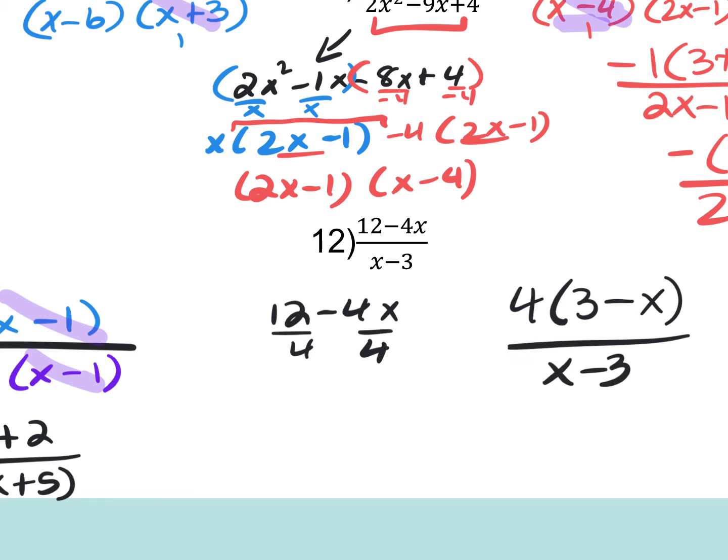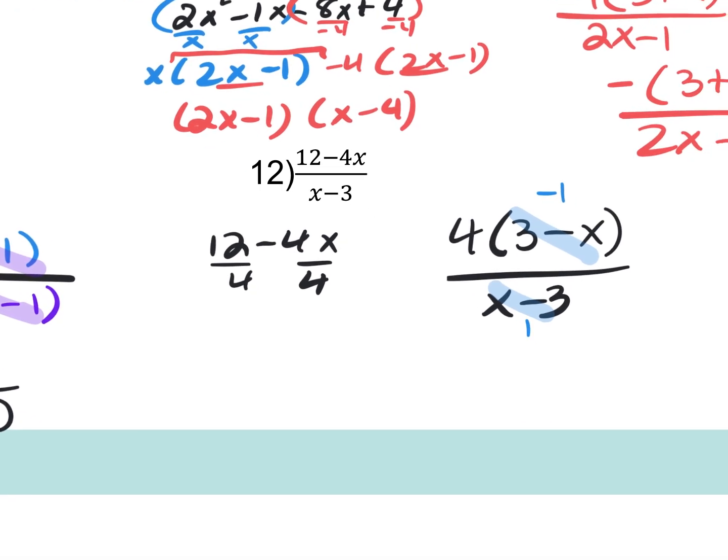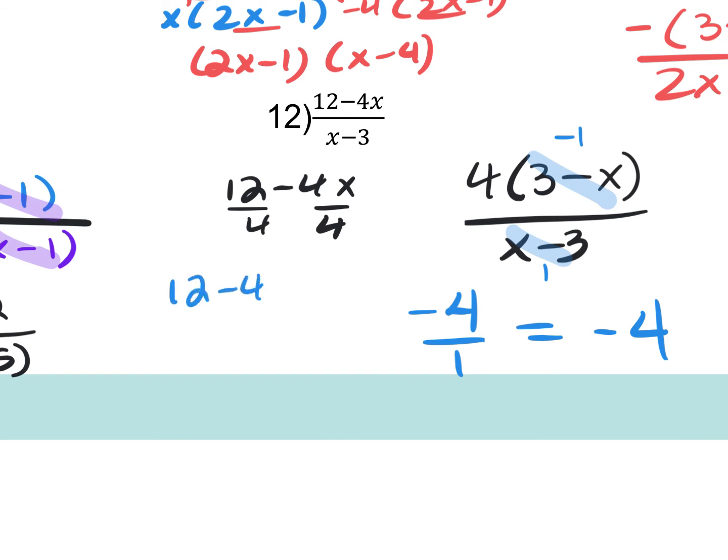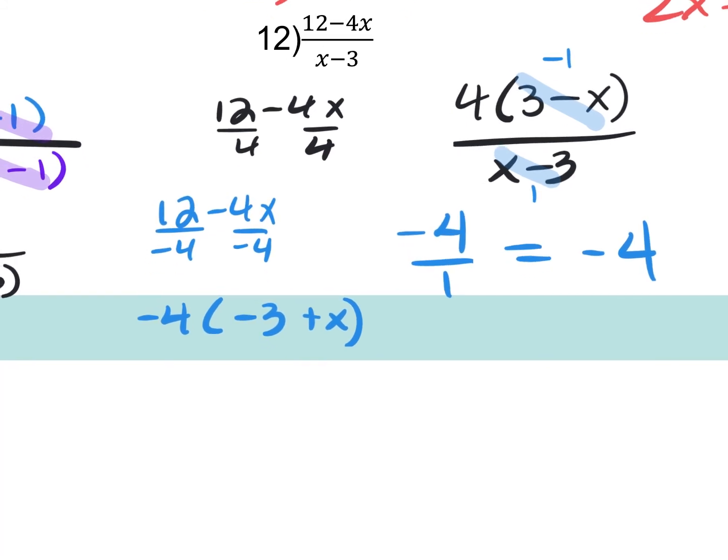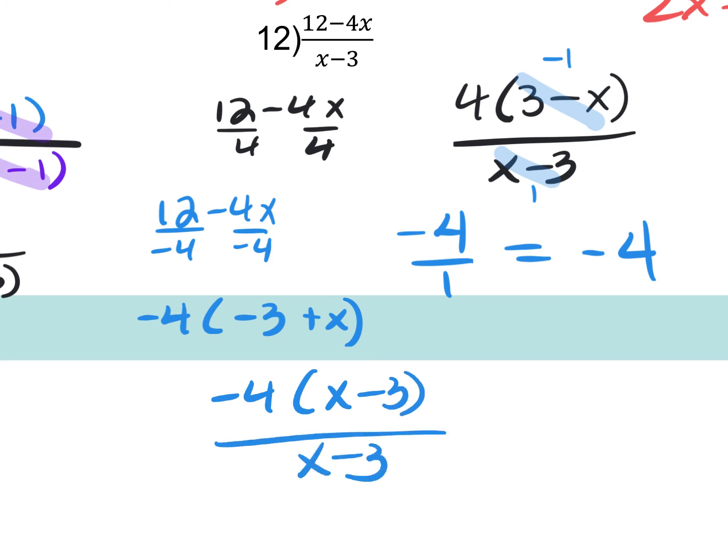Now, if you pull out the positive, then you're going to still have to pull out a negative out of this. And then what remains here is a -1 and a 1. And then you would be left with -4 over 1, which is -4. Now, you could have also divided the numerator by a -4 to begin with. And then you would be left with -3 plus x. And then if you wanted to flip it around, -4 times x minus 3, then it matches with what was in the bottom. And it goes right to -4.